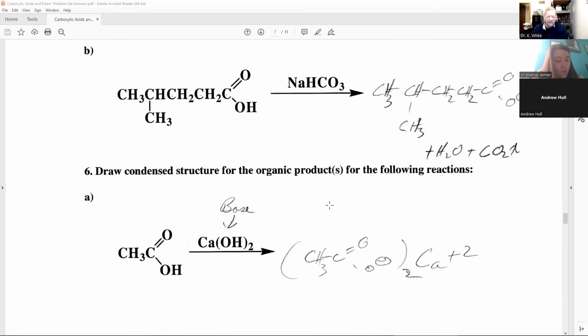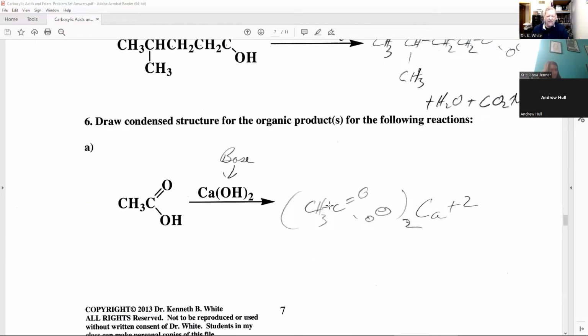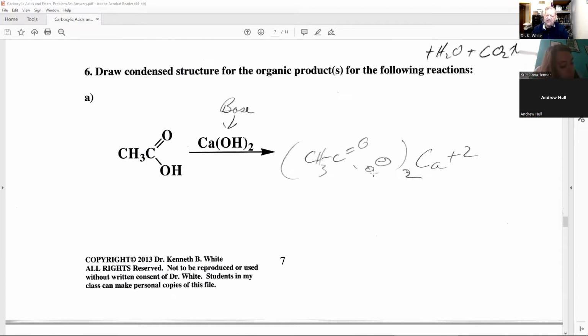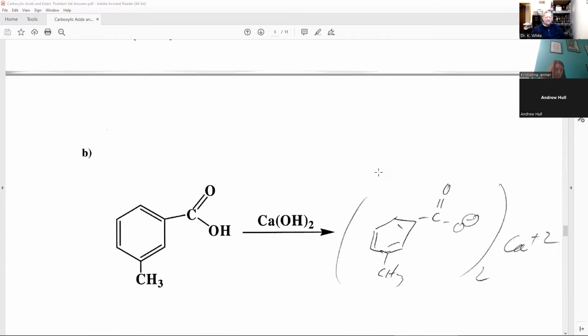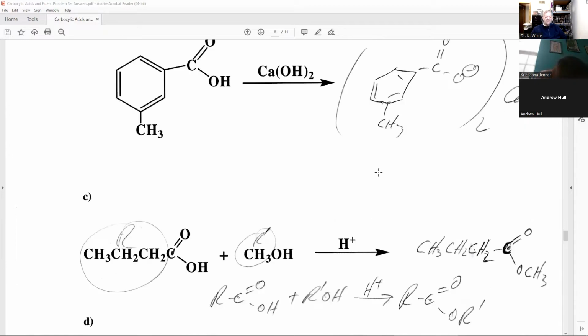And I have a few more. All right, I made a mistake again. 6A, cross it off. It's correct, but I don't do divalent bases like that or cations for this class. Same thing for B. Sorry about that.